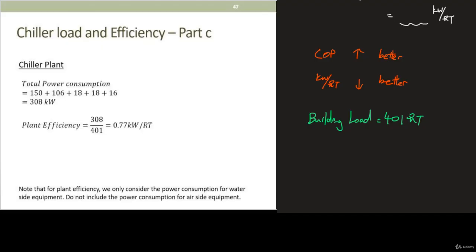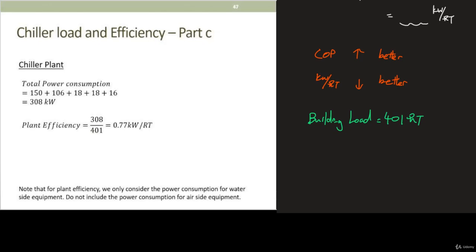So how do you do that? You sum up all the power consumption: 150 plus 106, because your chiller 3 and chiller 4 and the pumps and cooling towers, you will get 308 kilowatts. Divide by the building load, you'll get 0.77 kilowatt per ton. So that's the calculation.